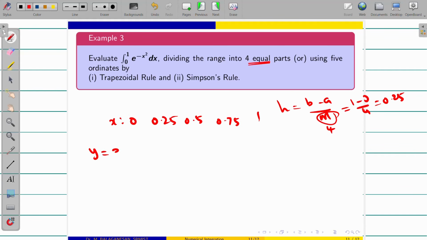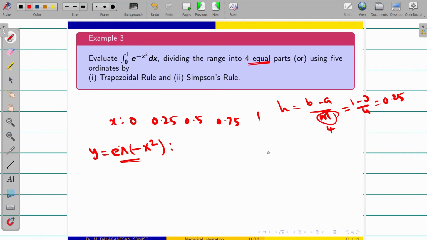Y is equivalent to e power minus alpha x square. This is the symbol you have to use. In that way, you have to insert the formula here, guys. This is the way to insert the formula.